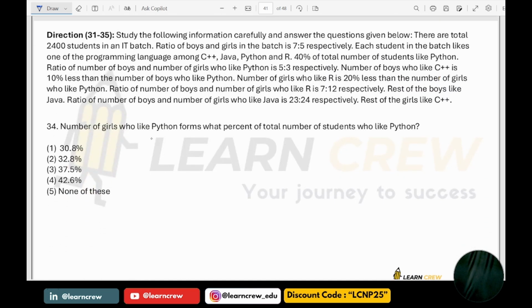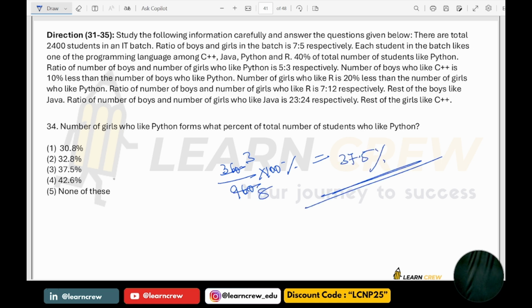Next, the number of girls who like Python is 360. 360 forms what percentage of the total number of students who like Python? 360 is what percentage of 960. So it is 3 by 8, which means 37.5 percent. So option 3.